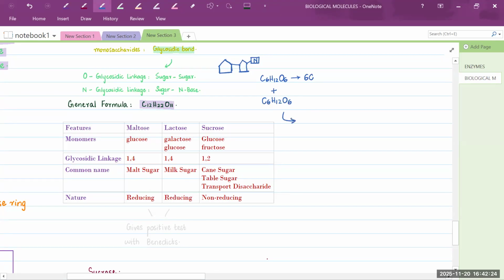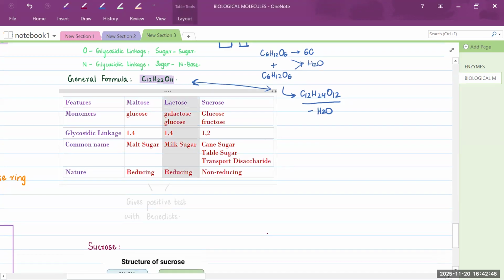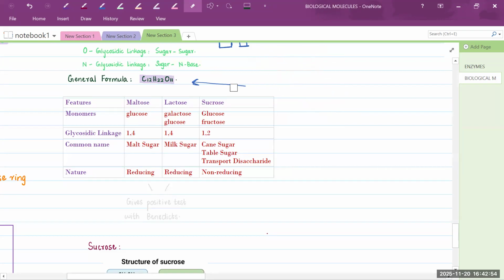If we combine these two, what will we get? We'll get C12H24O12. But why is it not C12H22O11 when you're combining these two? That's because you are missing a very important step, that is to subtract an H2O, because H2O is released from these two to make a polymer, right? So that's why we get the formula C12H22O11. Let's erase this.